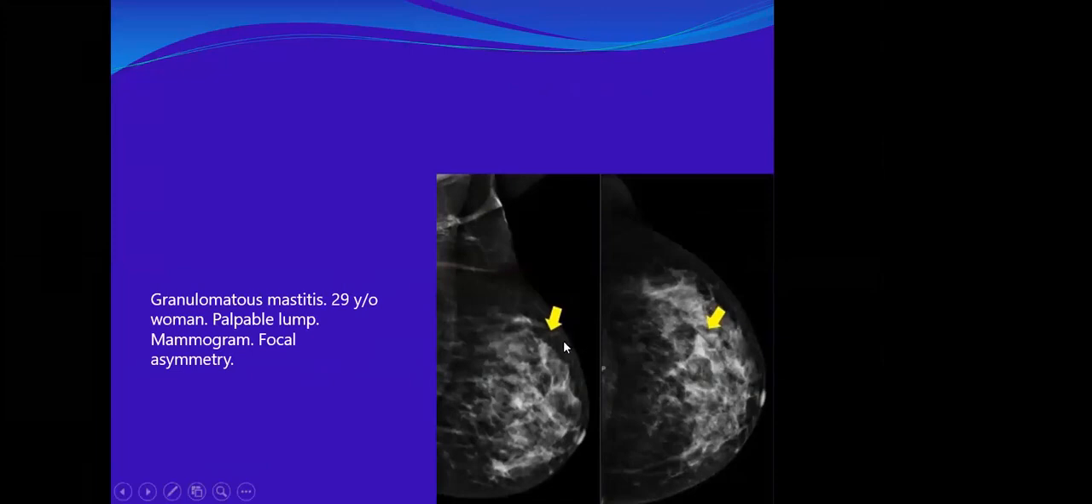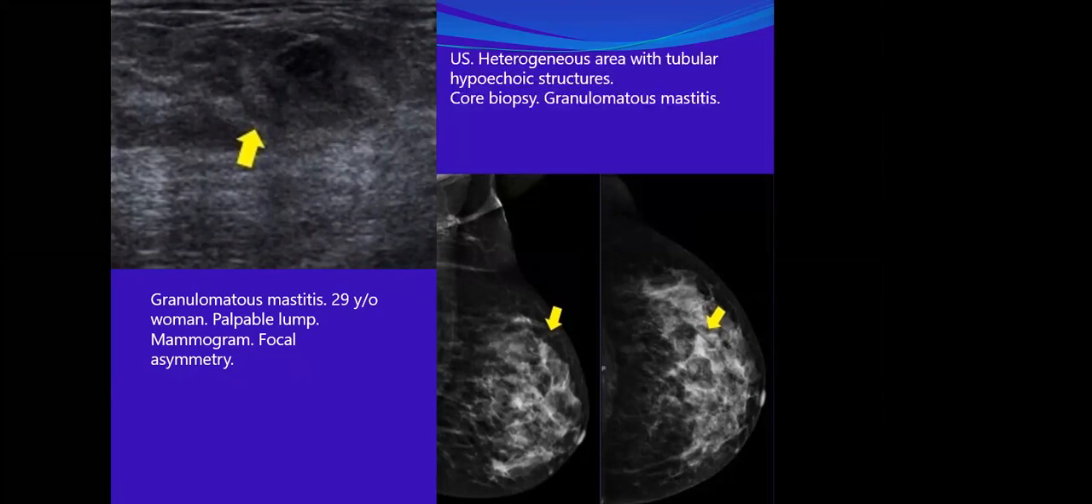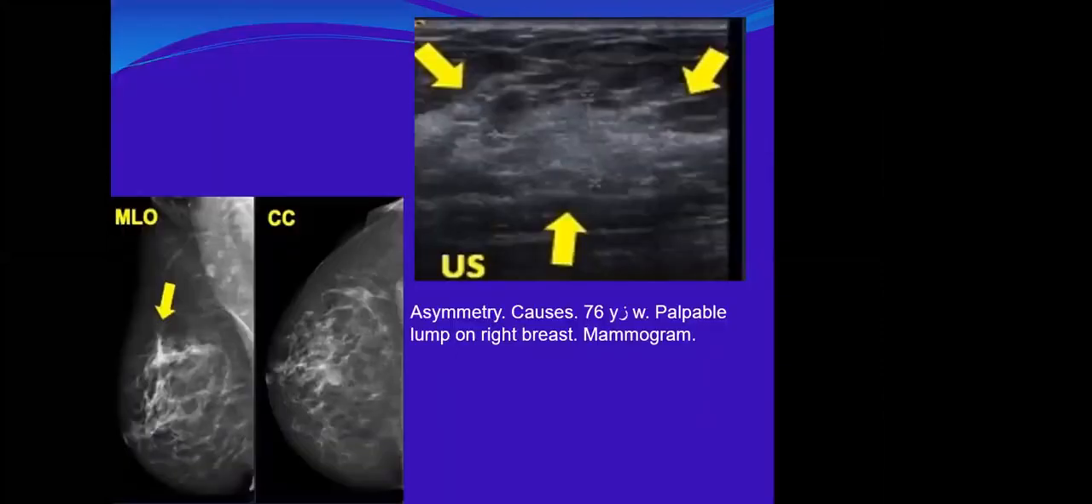What about this? This lady presented with palpable abnormality. Ultrasound, mammogram demonstrate focal asymmetry. And this is ultrasound here, demonstrate this heterogeneous area. Biopsy performed, and the result was granulomatous mastitis. Heterogeneous tubular hypoechoic structures, on biopsy it was granulomatous mastitis. Okay, so ultrasound helping us.